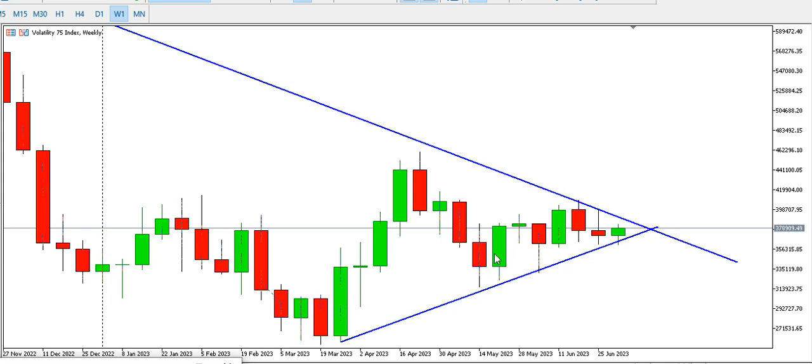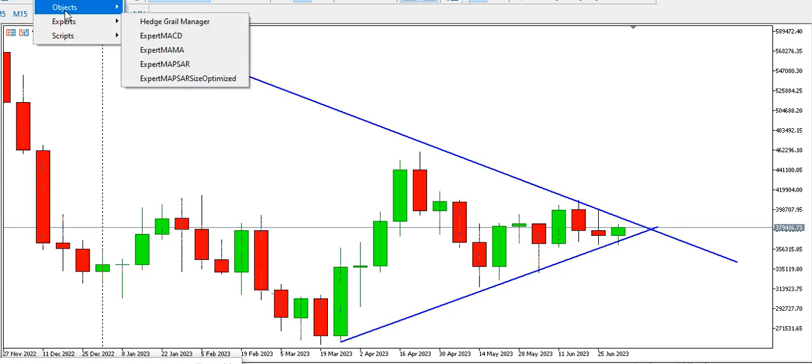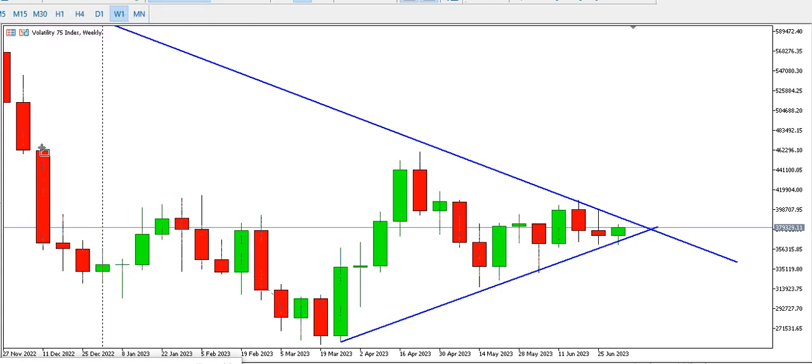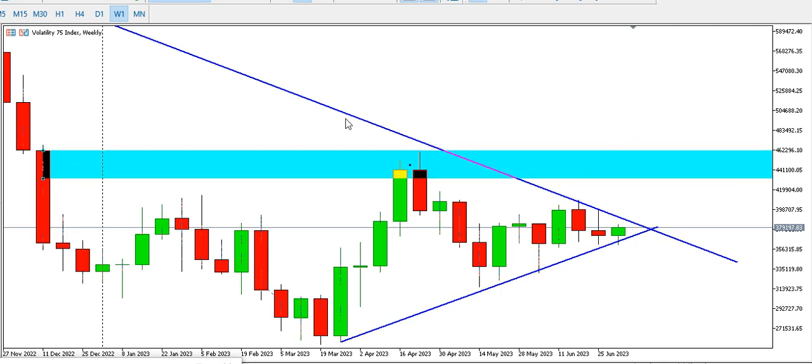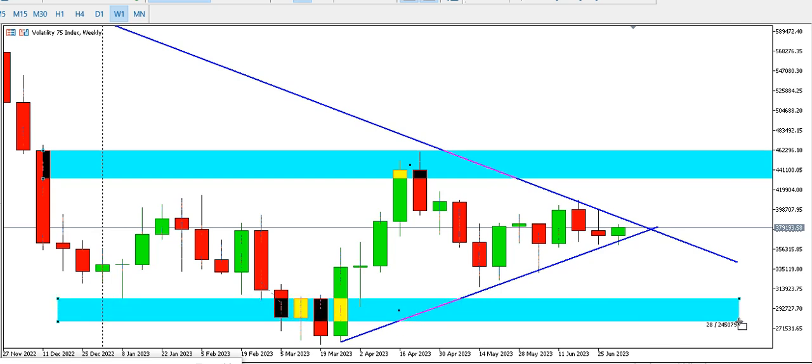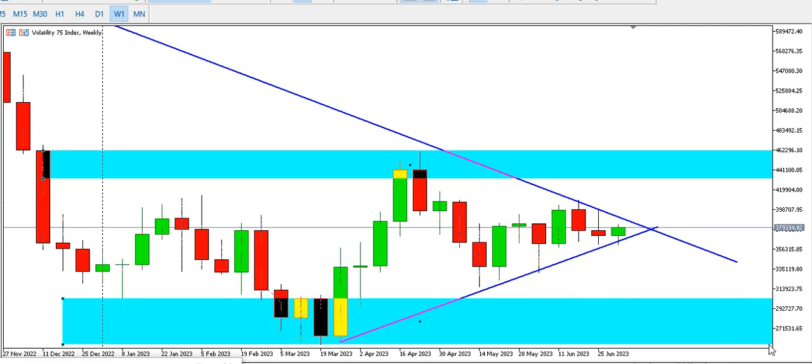Let's take a look at it. 1, 2, 3, 4, 5, 6, 7, 8, 9, 10, 11, 12, 13, 14, 15th week. Currently in the 15th week of this particular range. Beg your pardon, the range started around here, so it's been going for like months. Price has been ranging. Let's take a look at it on the weekly time frame. V75 price. Let's take this as our range high, and this our range low. So V75 index has been ranging for months.